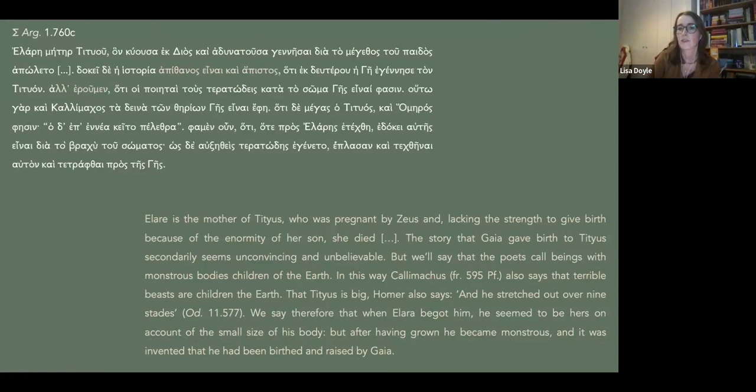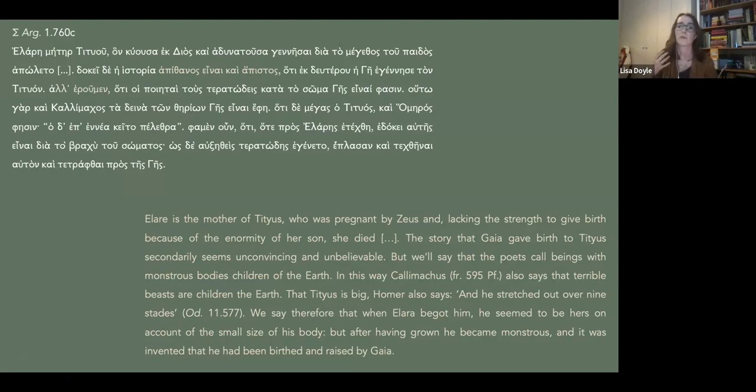But then they say the story that Gaia gave birth to Titius secondarily, like a second time, because you can't be born a second time, although Athena and Dionysus were, seems unconvincing and unbelievable. And the words in Greek here, apithanos kai apistos. So that's quite strong language, and it doesn't occur a whole lot in the Apollonius-scholia, especially in comparison to other works of ancient scholarship, like the Homeric-scholia.